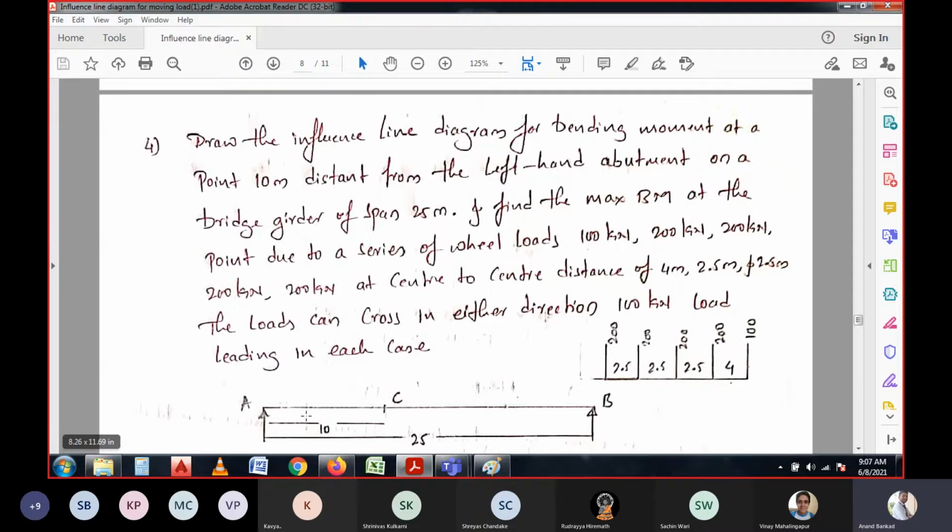So the total span of the bridge girder is 25 meter, and at 10 meter from the left hand support, the maximum bending moment needs to be calculated, and find the maximum bending moment at the point due to a series of wheel loads, 100, 200, 200, 200, 200. There are five numbers of series of loads at a center to center distance of 2.5 and 4 respectively, and the loads can cross in either direction with the 100 kilonewton load leading in each case.